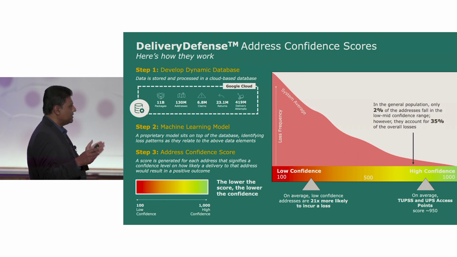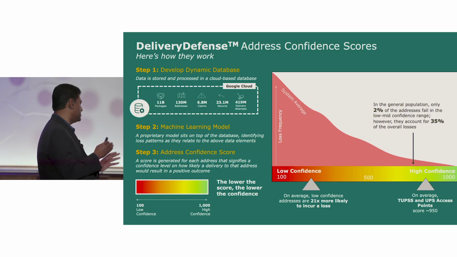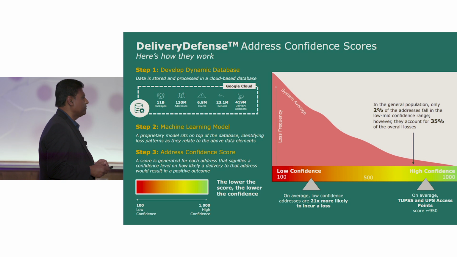We kept a credit score in mind, because people relate to that. So it's on a scale of 100 to 1,000. A score of 1,000 means there is absolutely no issue. From what we're seeing through the data, we can confidently say that these addresses have no issues at all. But the lower you go in the score, the more problems we see.